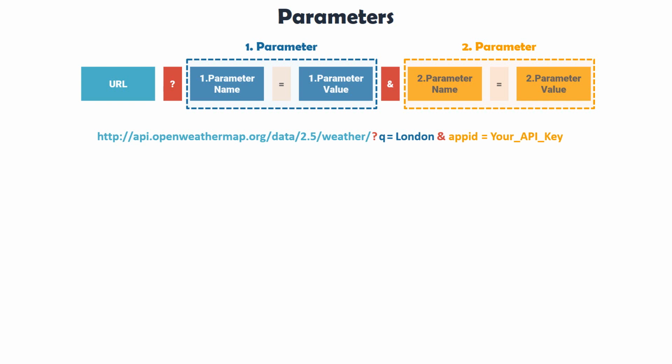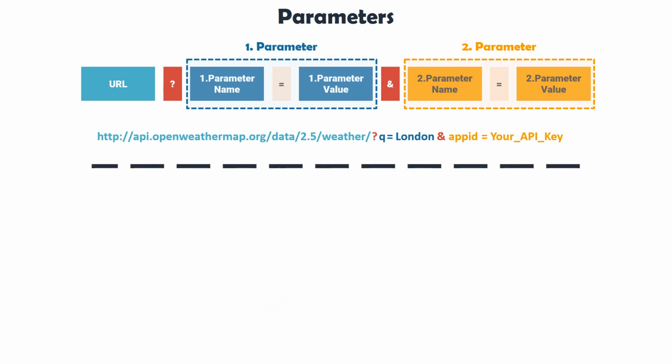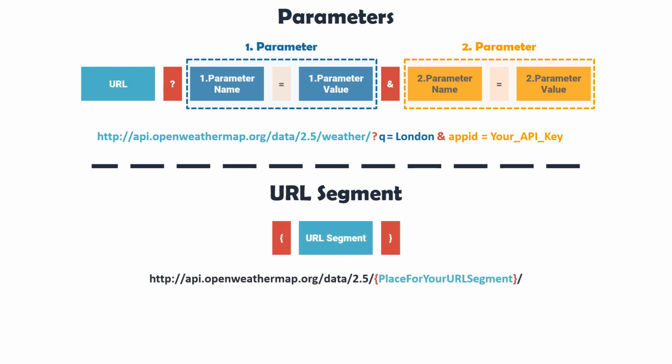I mentioned in the video that we can add one of the three following types in the parameter section. The first type is the parameter, which we already discussed. The second type is URL segment. URL segment is used to make the URL more dynamic. For example, if you want to add a variable to your URL, you can use the URL segment. How to use it? We set the segment between braces. How to use it exactly? I will show you in UiPath in a minute.